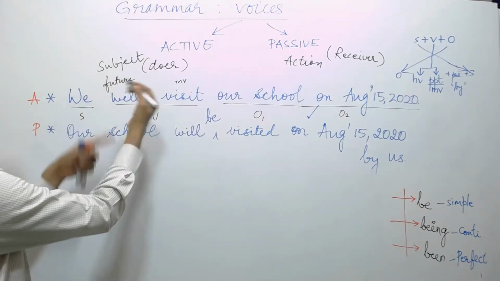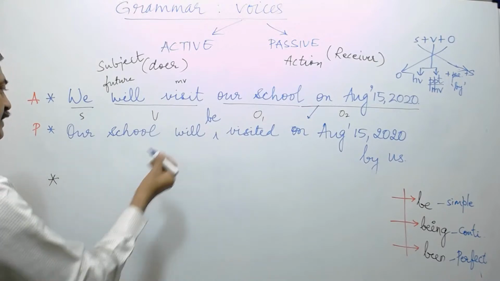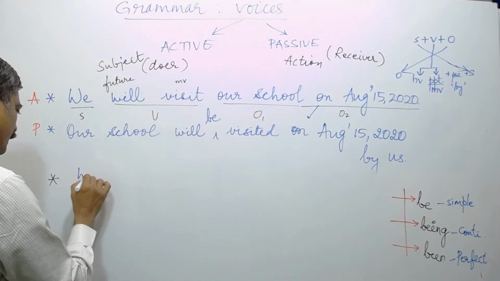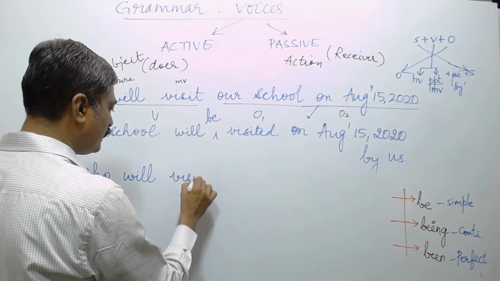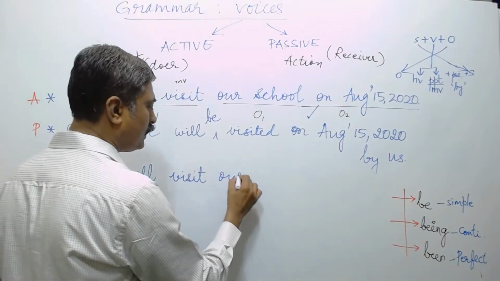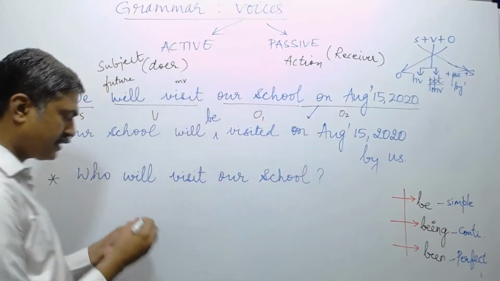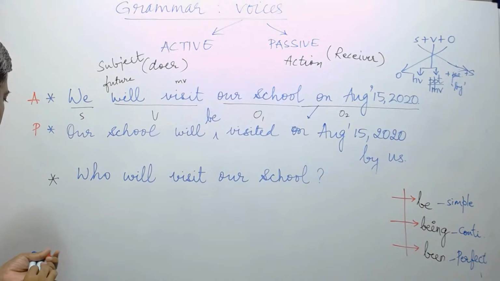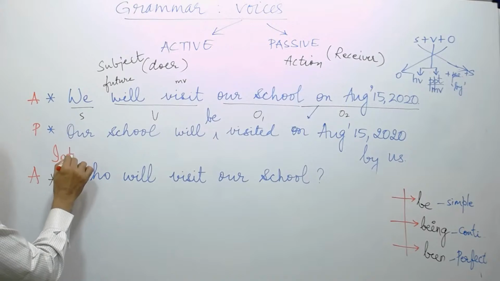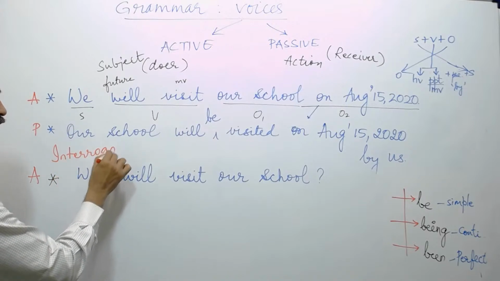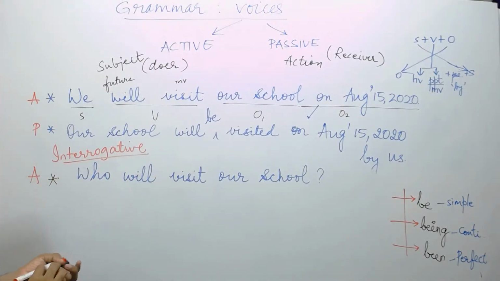Let's question the same sentence that we have here, starting with the sentence like, who will visit our school? I'm not taking the time, just making it simpler for us to answer. So, active voice interrogative sentence. Now it's changing from assertive to interrogative. So we got an interrogative sentence now: Who will visit our school?